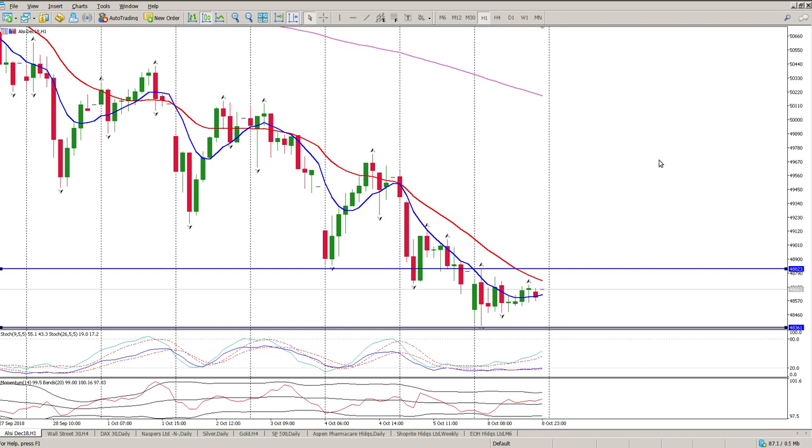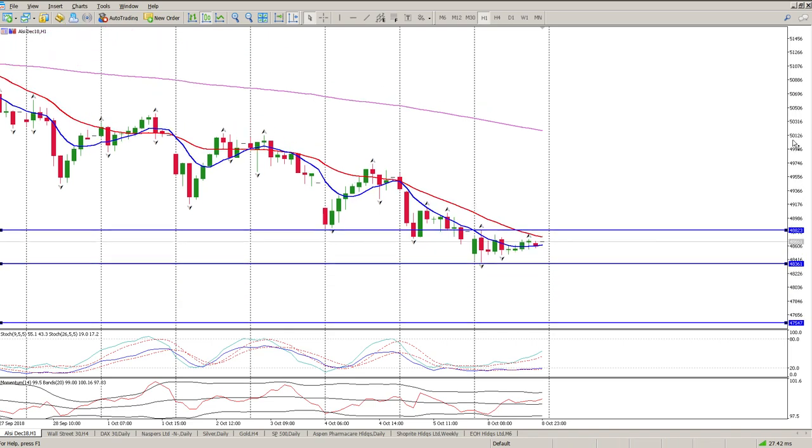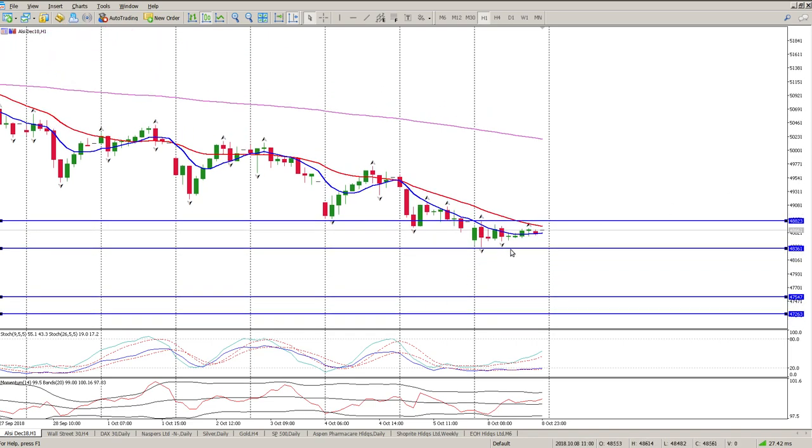Okay, so that's my take on the Aussie at the moment. I'm not really interested in shorts at the moment. If you are short, I would recommend that you really tighten up your stop, because we are at some significant levels here, and it's going to take a lot to break through 48,360, and even if we do, I suspect it will be a short spike below before coming back up. Okay, so that's what I'm waiting for, some form of entry.